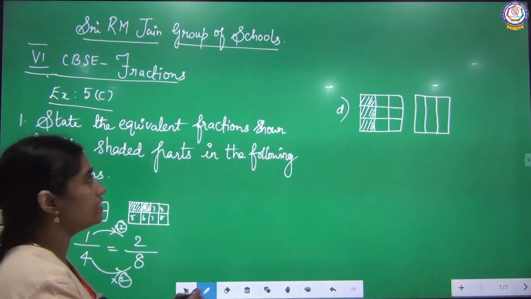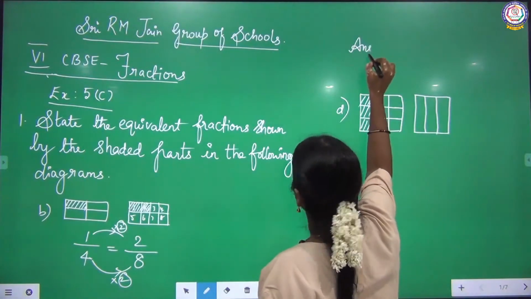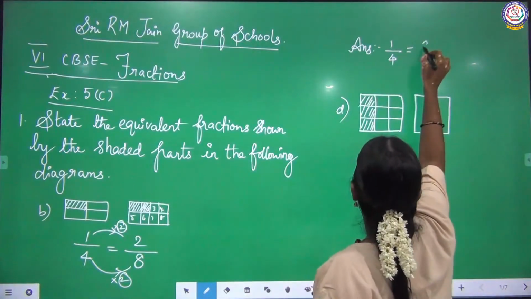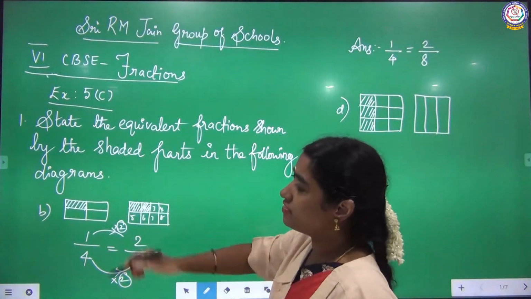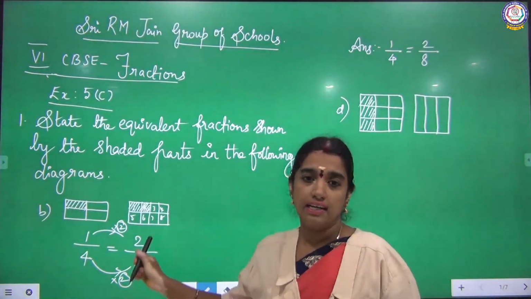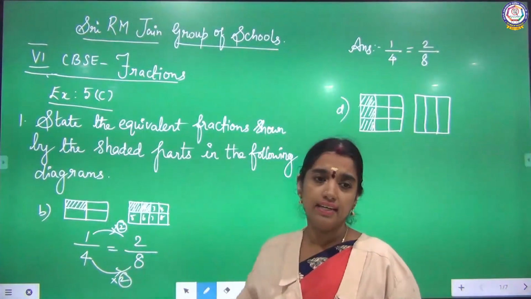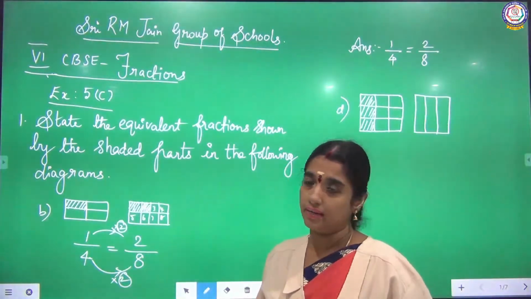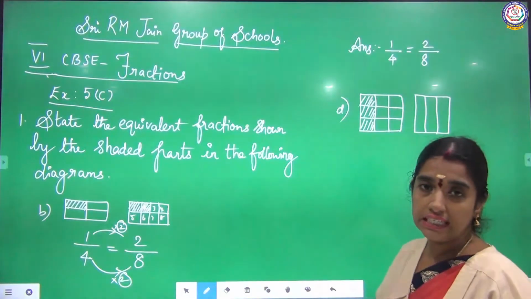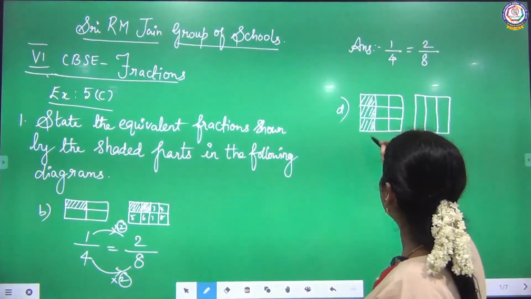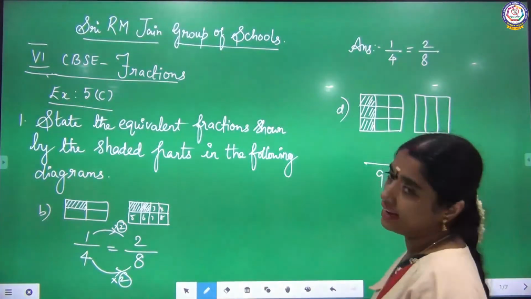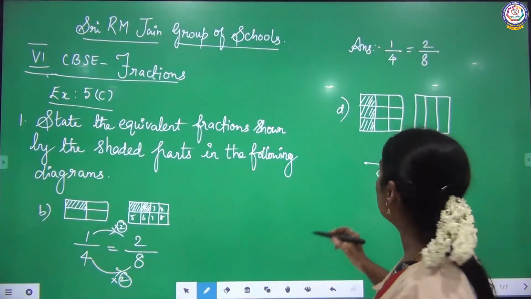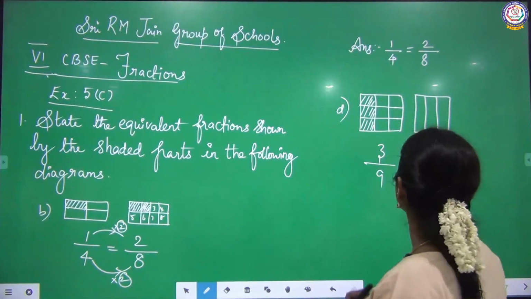So what is my answer? 1 by 4 is equal to 2 by 8. By seeing the shape, I am writing the number of equal parts and the shaded part. Is it clear? Total number of equal parts and the shaded part. Now when I am coming to the D sum, see the total number of equal parts is what here? 9. See 1, 2, 3, 4, 5, 6, 7, 8, 9. The shaded part is what here? 3.